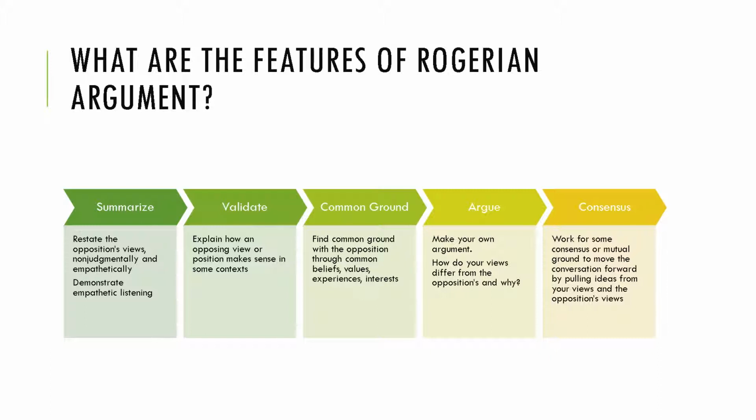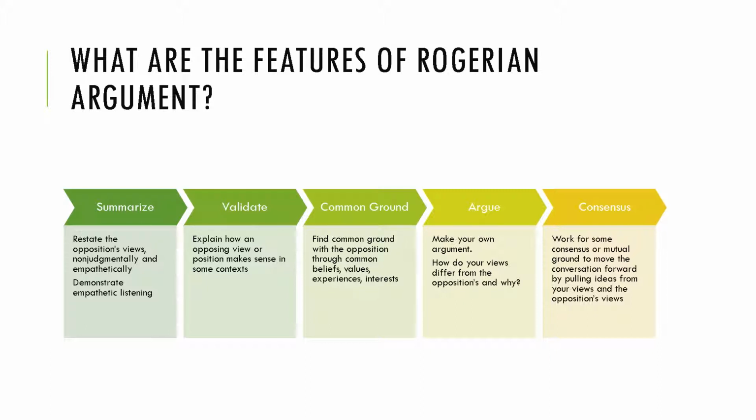After doing those three things, that's when you make your own argument. How do your views differ from the opponent's and why? And you support that argument, of course. So in a Rogerian argument, you do ultimately make an argument and defend it and support it. And on some level, you're trying to persuade your readers or your viewers of that argument.